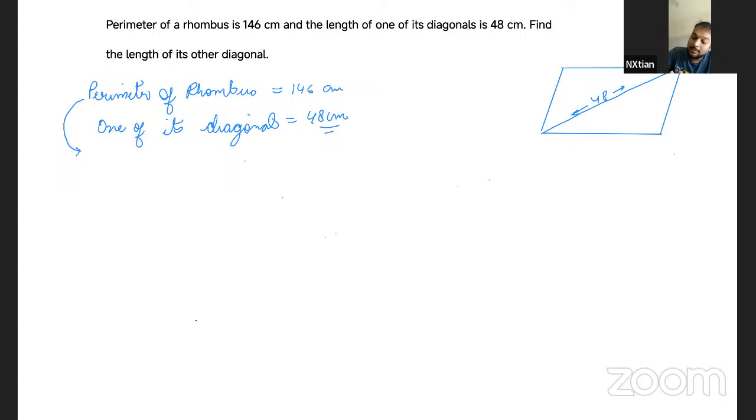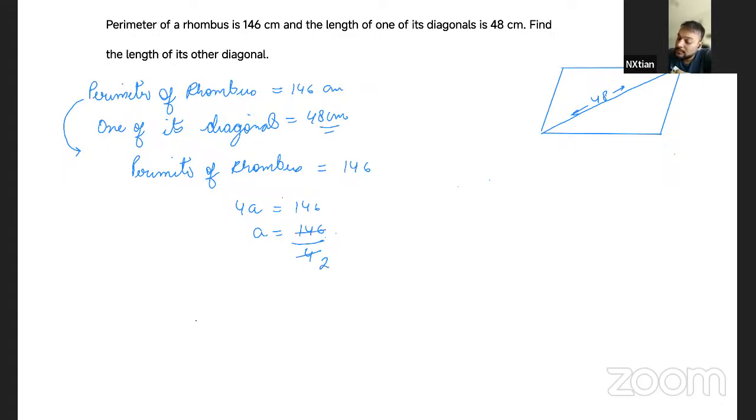The perimeter of a rhombus is 4a, which equals 146. So 4a is equal to 146, a is equal to 146 divided by 4. That becomes 73 by 2, which is 36.5 centimeters. This is the side a. Here a is representing the side.